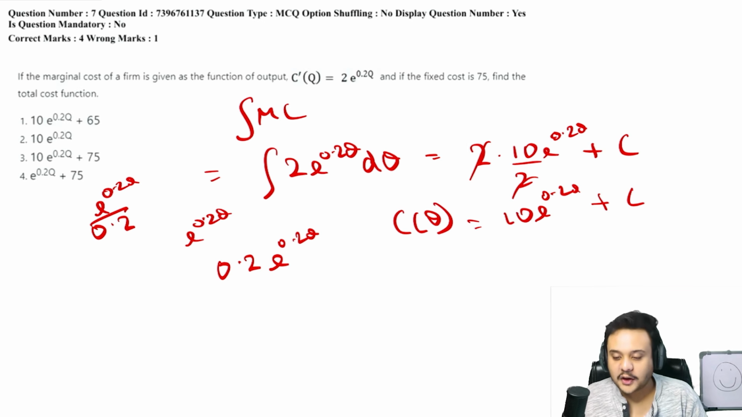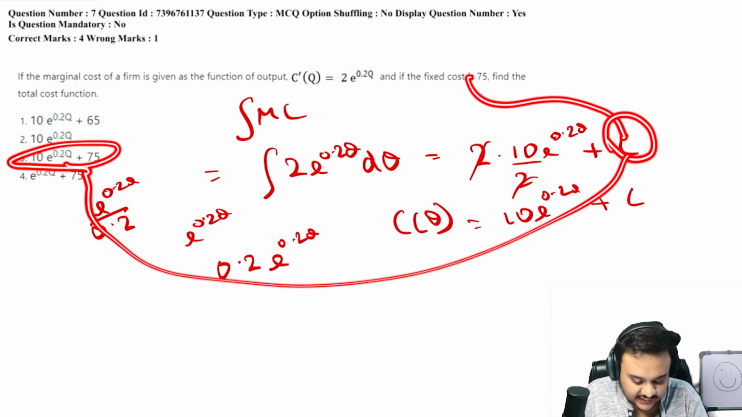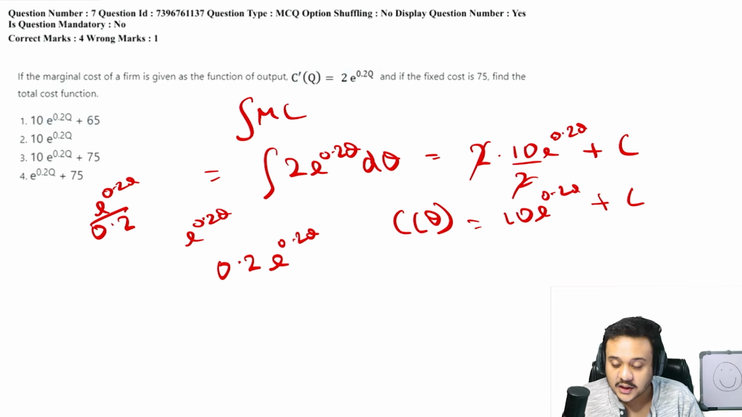Now what a lot of students made the mistake in the actual exam as well, and they still do, is that they'll say that the fixed cost is already given as 75. I'll just put that here and I'll get the right answer, and that is also given in the options. So I'm right, but you are absolutely wrong.